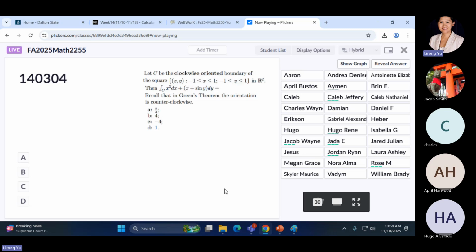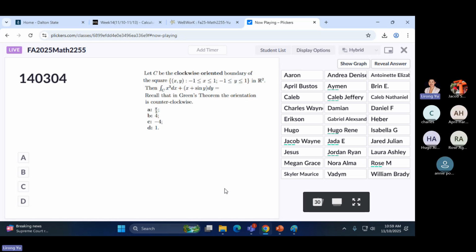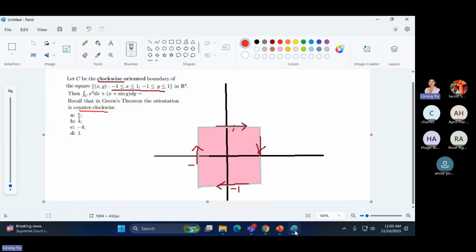Okay, on the board is today's attendance question. It's a question about Green's theorem. We have a curve that is formed by the edge of the square. So C is a clockwise oriented boundary of the square. Try to draw it: x is from -1 to +1, y is from -1 to +1. So that forms a square right in the middle of the xy plane.